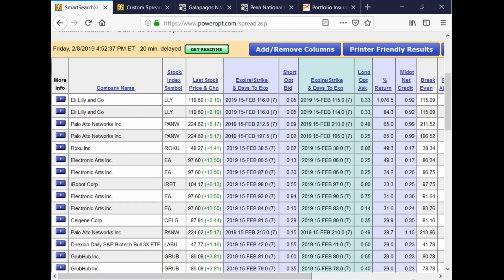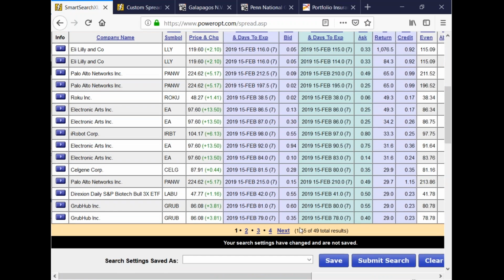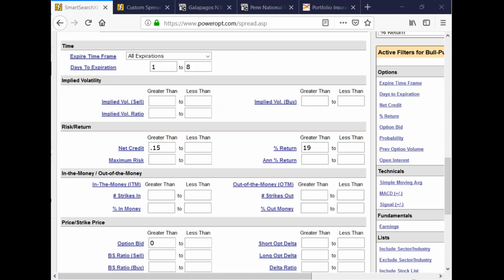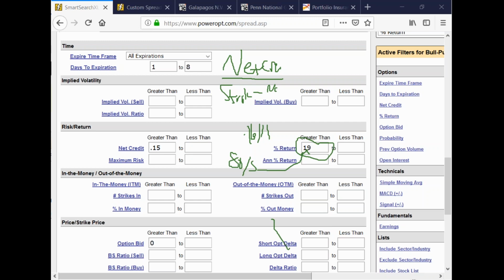All right, Palo Alto again. Roku is in there. Okay, there's 49 total results. Be wary of 3 times ETFs. Okay, so what I was getting at is remember that the return is always going to be the net credit divided by the difference in strikes minus the net credit. So whether it's 16 against $1 or 80 cents against 5, you're in that 20% range. So you could just use that as your filter with the probability you want.